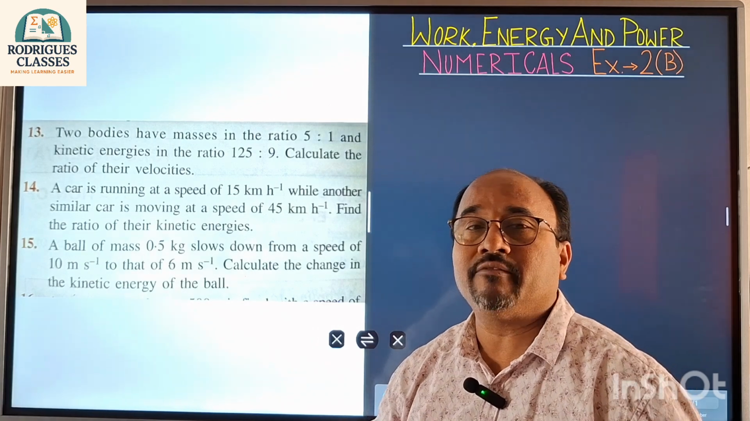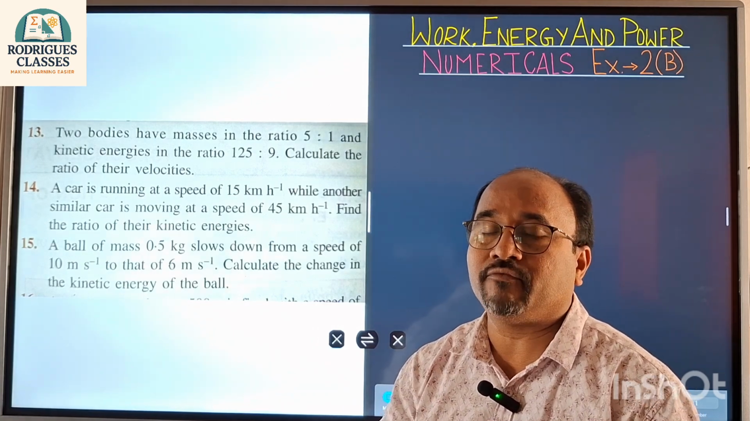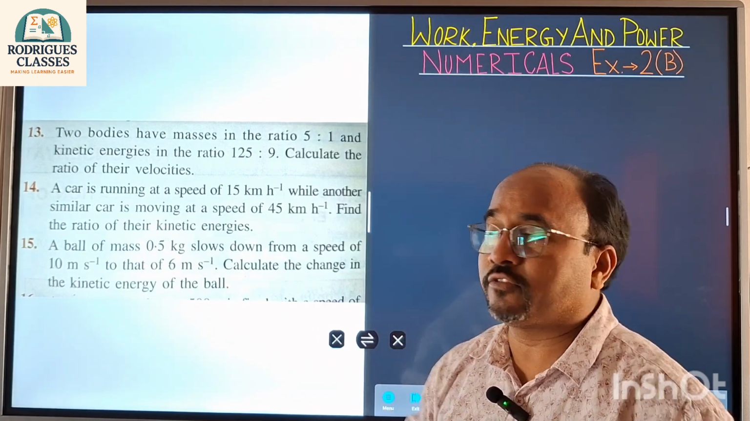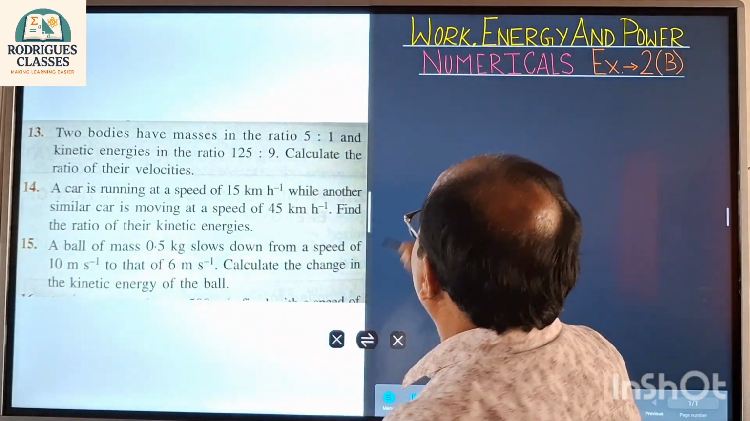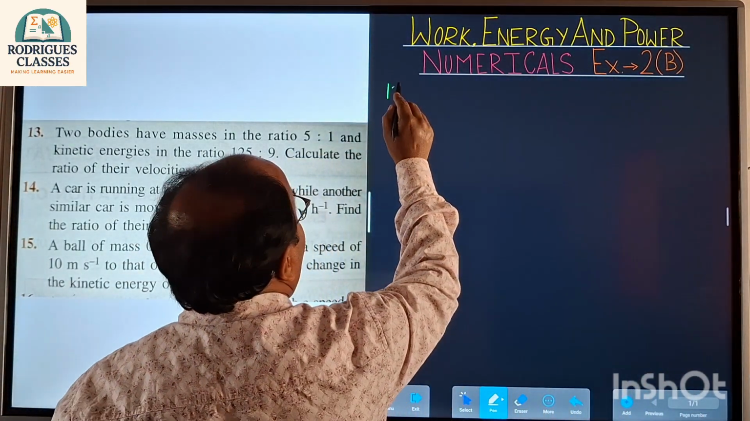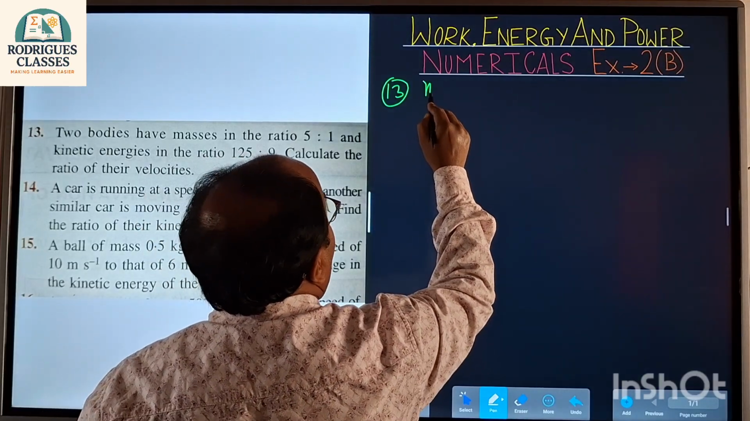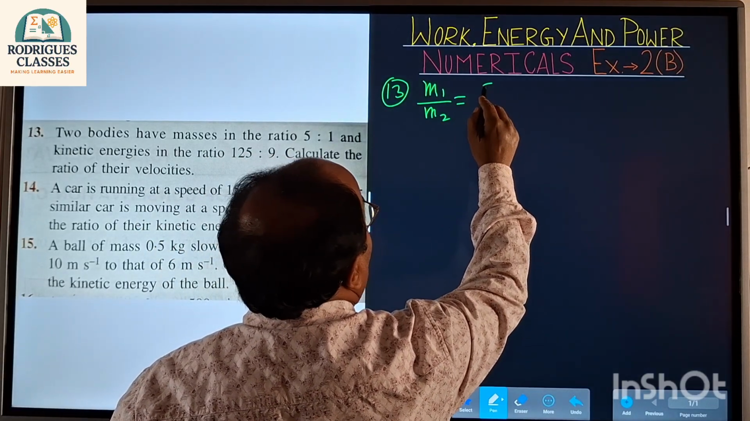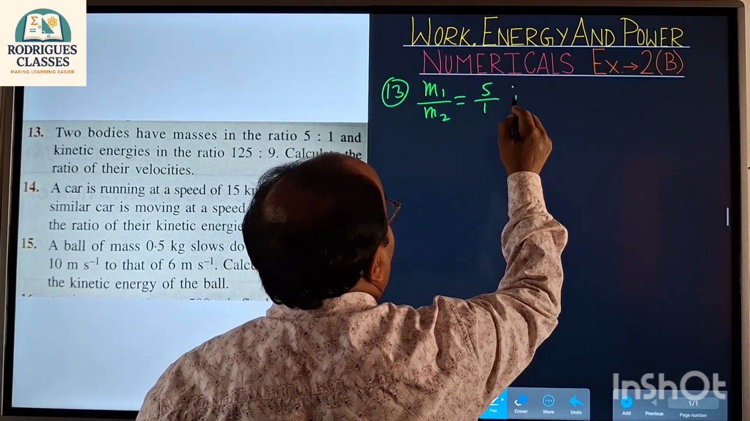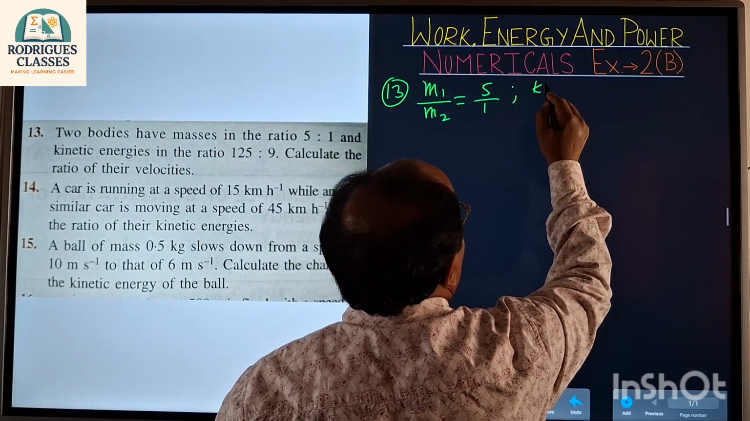So how we were dealing with the ratio sums, we will do in the same way, okay, and find the ratio of their velocity. So first of all, the ratio of their masses is given. I will go to write them as m1 by m2 is equal to 5 by 1 and then the ratio of the kinetic energy is given.